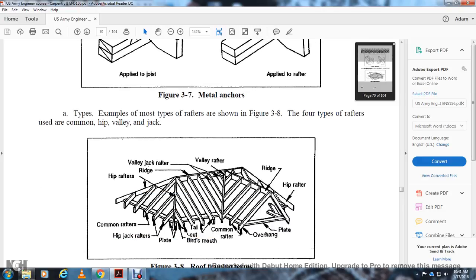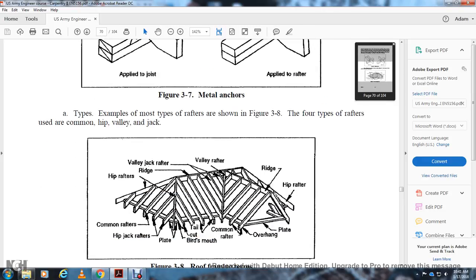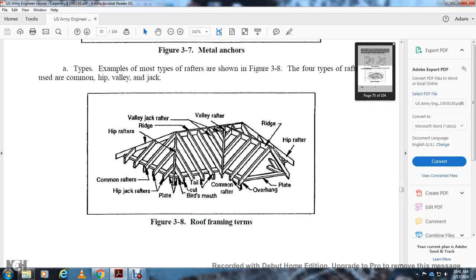Type example, the most common types of rafters are shown in Figure 3-8. The four types of rafters are common, hip, valley, and jack. Figure 3-8 shows the view from the top. We show the ridge, the valley jack rafter, the valley rafter, the hip rafter, plate overhang, common rafter, tails cut off at the bird's mouth, and plate at the joint at the corner, hip joint rafters, common rafters.